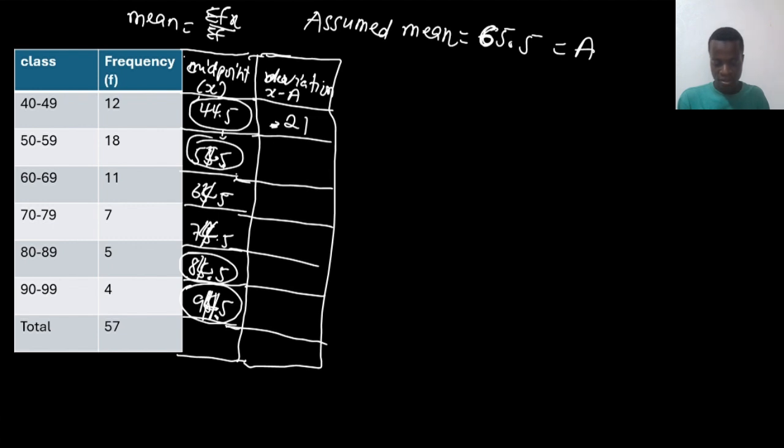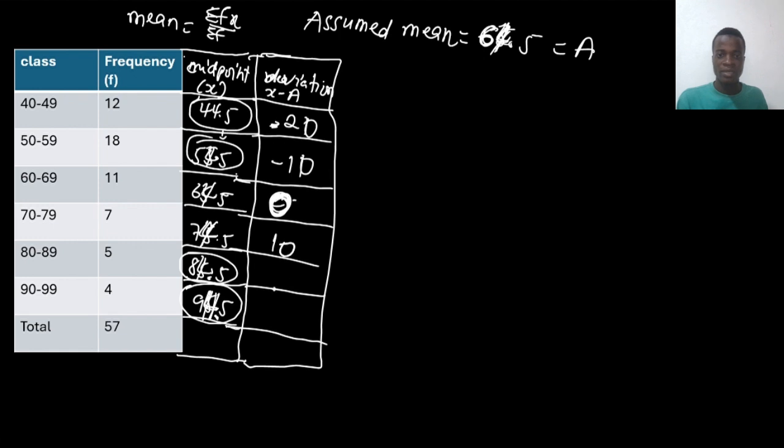Let me clean that. 54. I have negative 11. Then I go again. I think it's 64 now. Negative 1. 64 minus, so my assumed mean will be 64.5. I think I need to just correct the first one. 44 minus 64.5, so the first one is actually negative 20. This one negative 10. This one, 64.5 minus this one is 0. So the assumed mean itself will turn 0 at the end of the day.